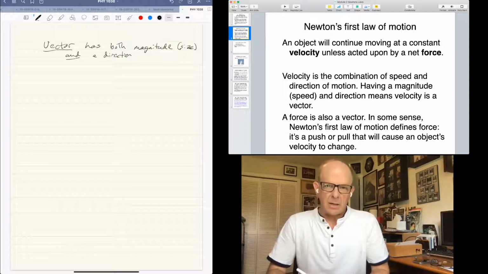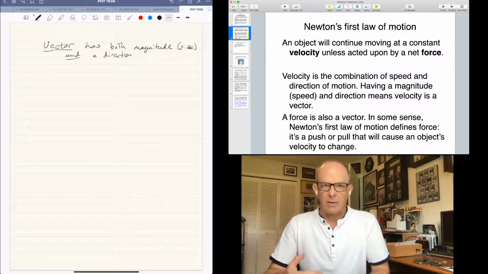Velocity is your speed in a particular direction, so it's a vector. If I say I'm going down the highway at 70 miles per hour, that's not enough information to call a velocity. That's only my speed. That's only the magnitude of my velocity. But if I say I'm going 70 miles per hour due east, then those two pieces of information together are the velocity, and that's a vector. And a force is also a vector.